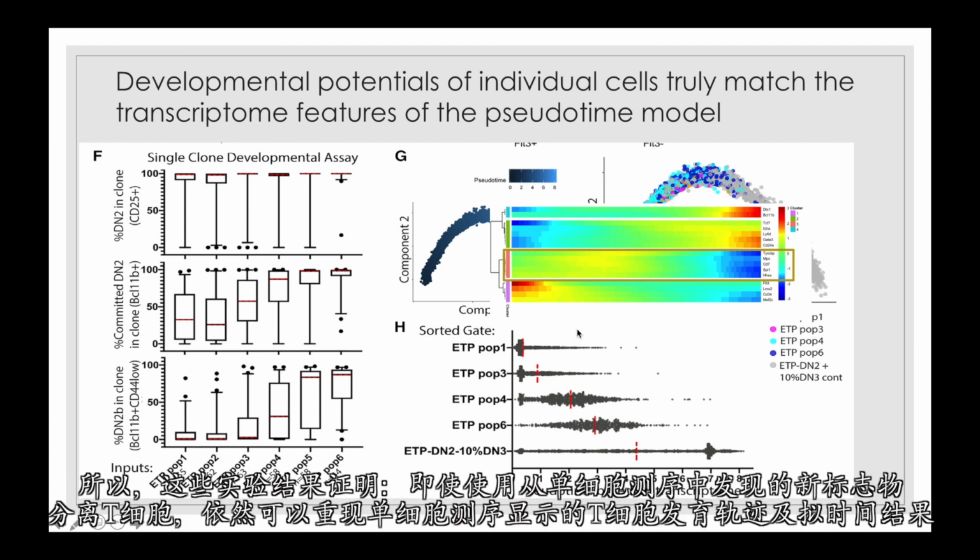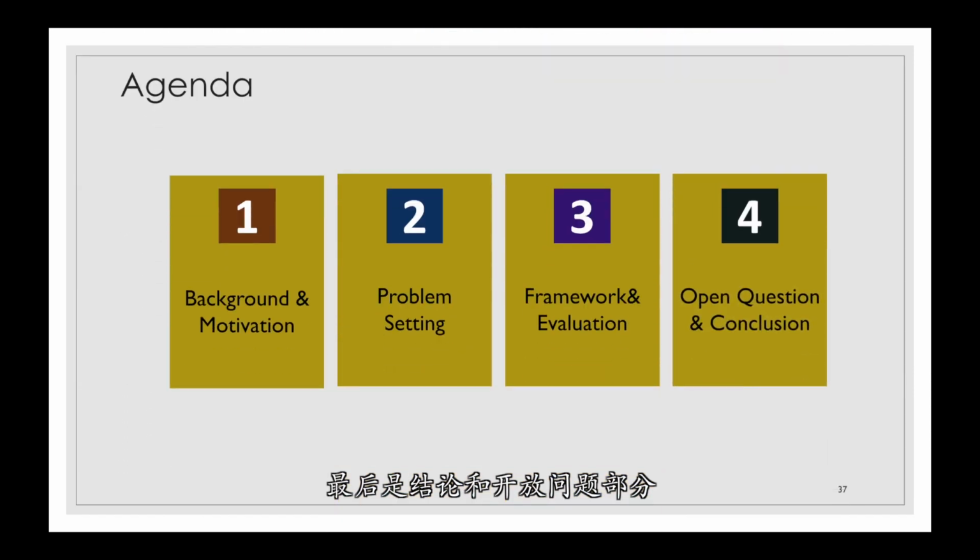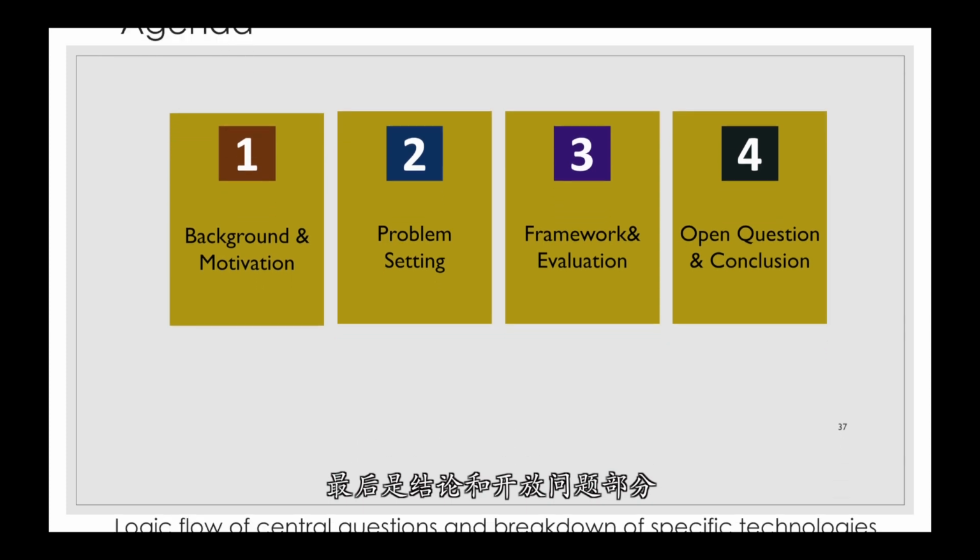So this analysis just showed that even using the new markers identified from the single cell sequencing, the population can still recapitulate the pseudotime revealed by the single cell sequencing before. So here comes the conclusion and open question.